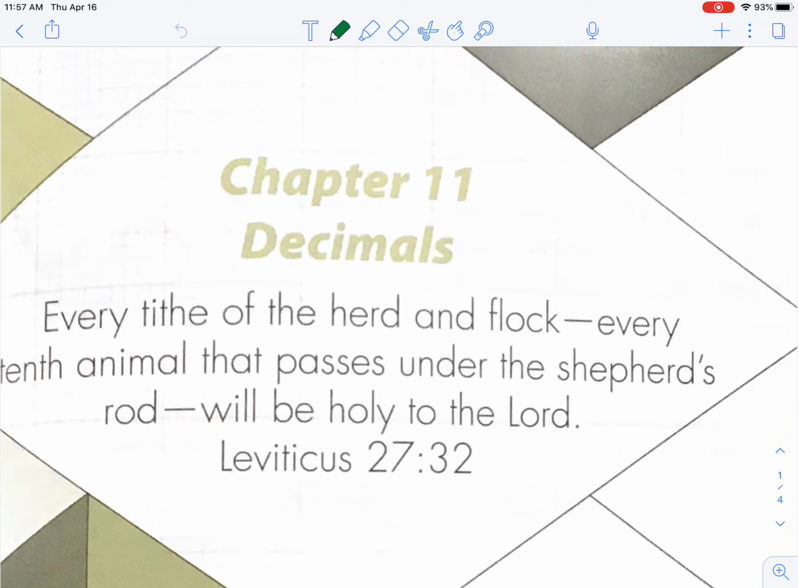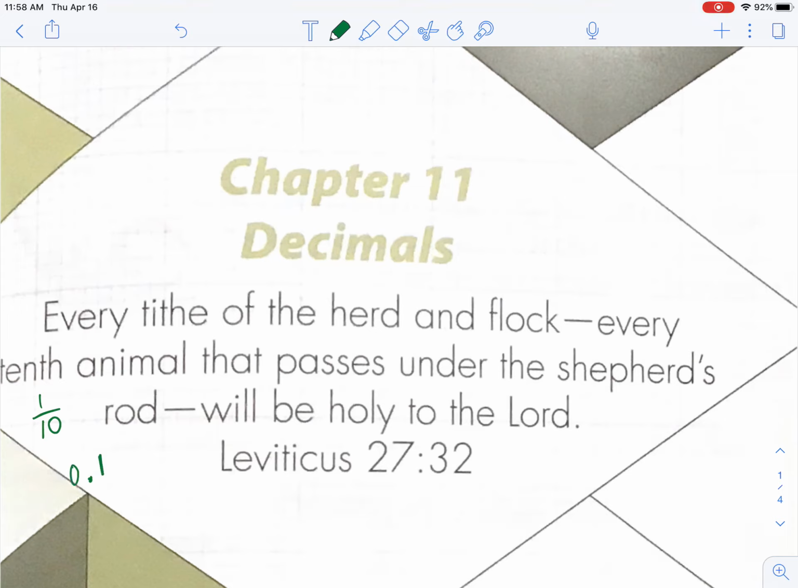This is chapter 11. It says, every tithe of the herd and flock, every tenth animal that passes under the shepherd's rod will be holy unto the Lord. So, boys and girls, a tenth. You know what? That is a fraction. We'll see this later. A tenth can be 1/10, but it can also be 0.1. What? Yes, it can. 0.1.